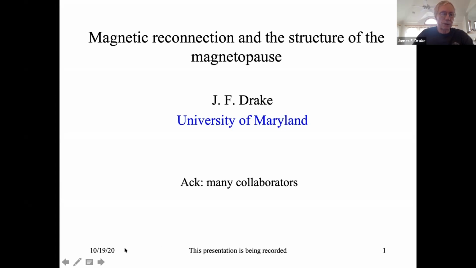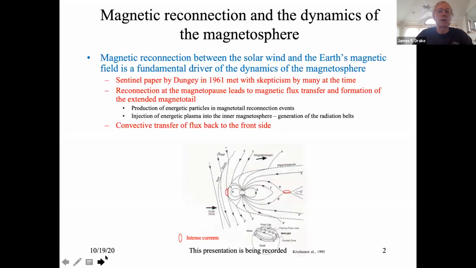So let's see if I can get this thing to switch. I assume everybody can see my cursor. So I'm going to use that. I think that will help.